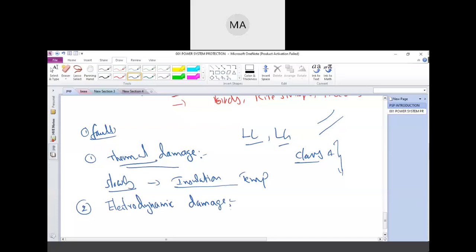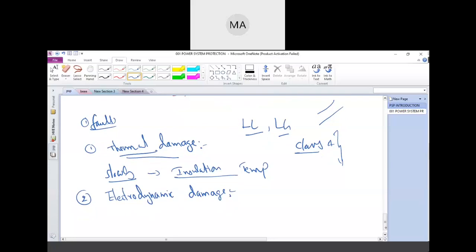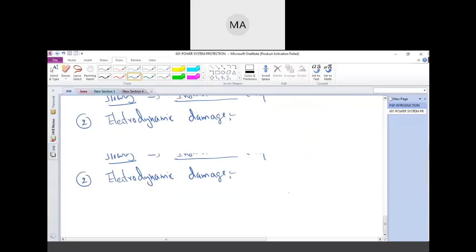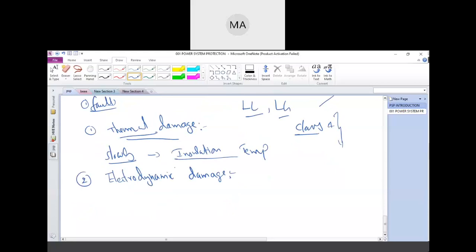The electrodynamic damage, it will take a long time, but it will cause damage within a few years. The electrodynamic damage is due to the large current, and it will cause a large variation.